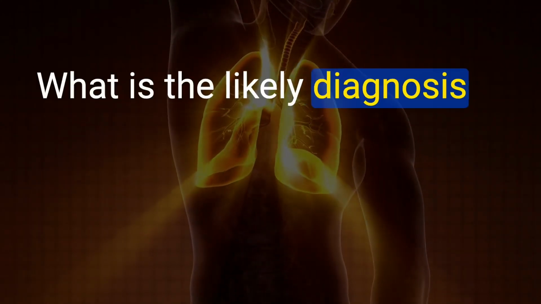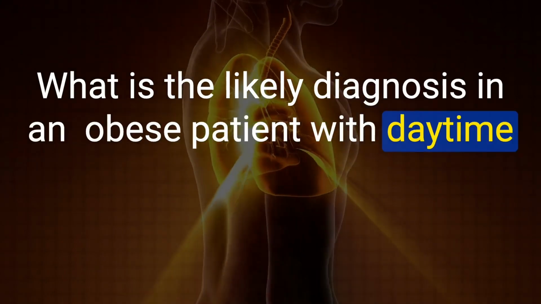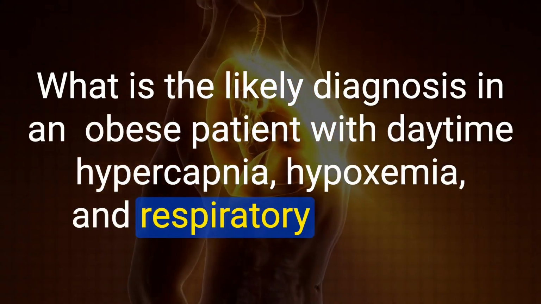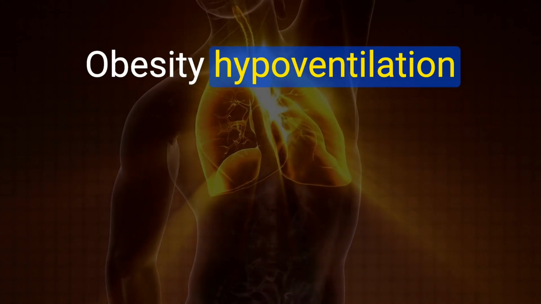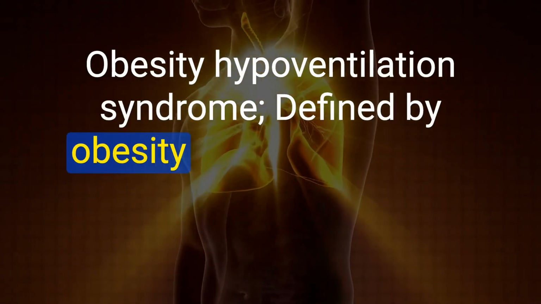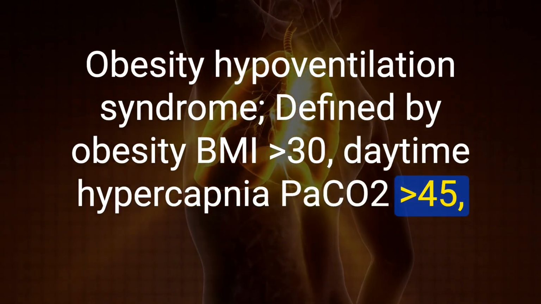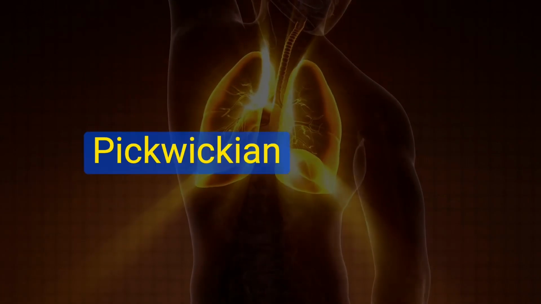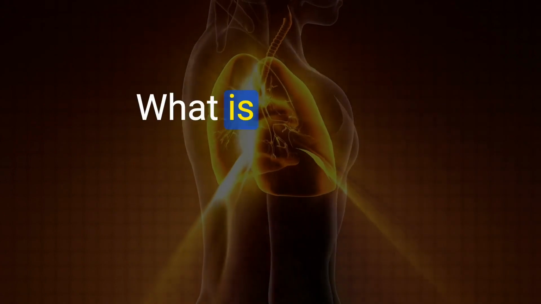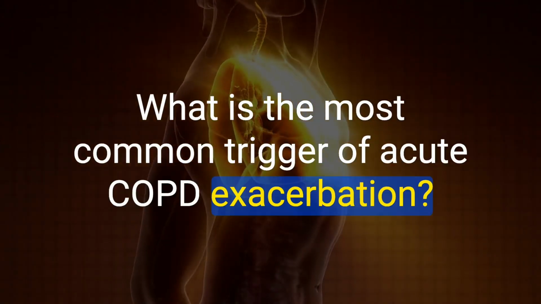34. What is the likely diagnosis in an obese patient with daytime hypercapnia, hypoxemia, and respiratory acidosis? Obesity hypoventilation syndrome, defined by obesity BMI greater than 30, daytime hypercapnia PaCO2 greater than 45, and alveolar hypoventilation. Pickwickian syndrome. 35. What is the most common trigger of acute COPD exacerbation?